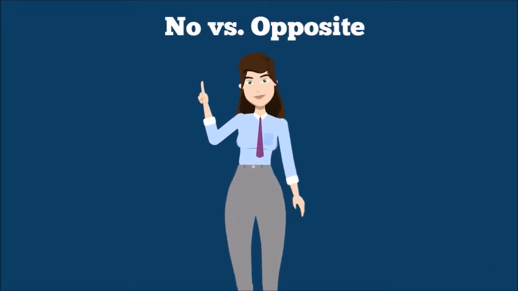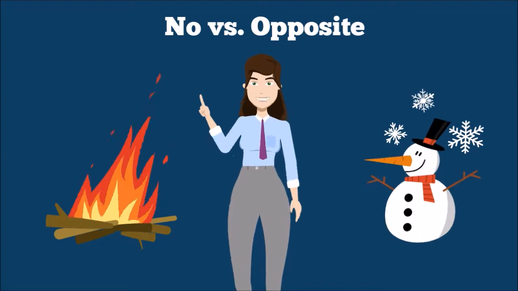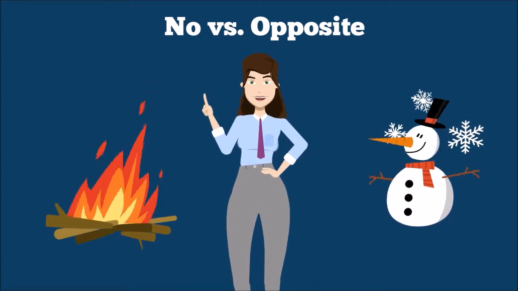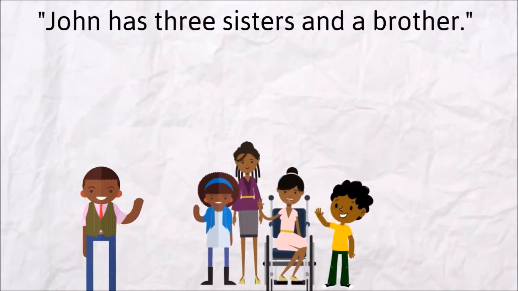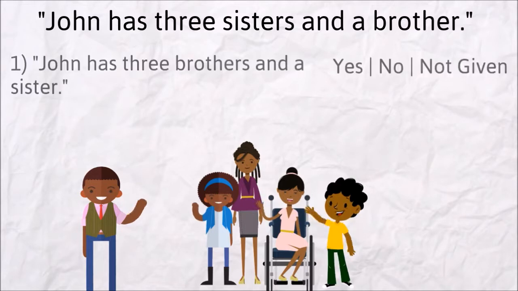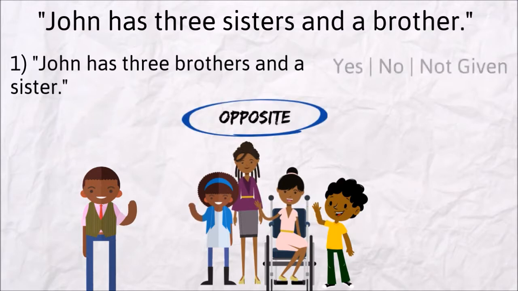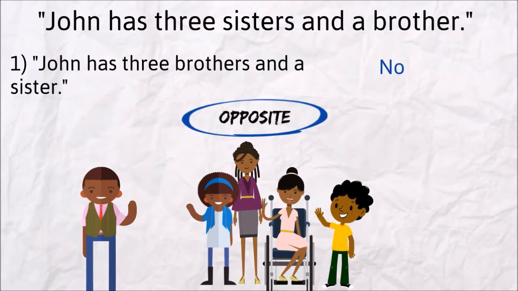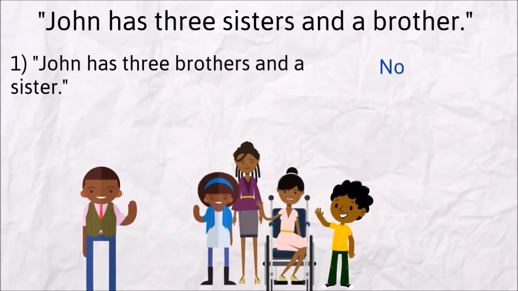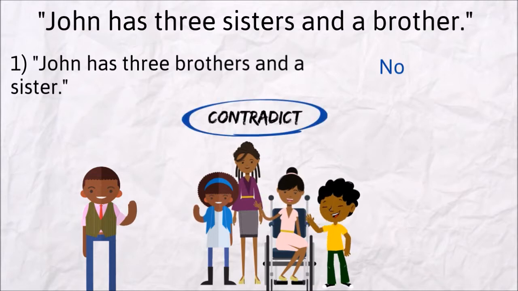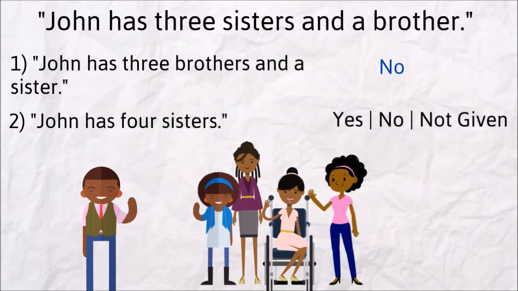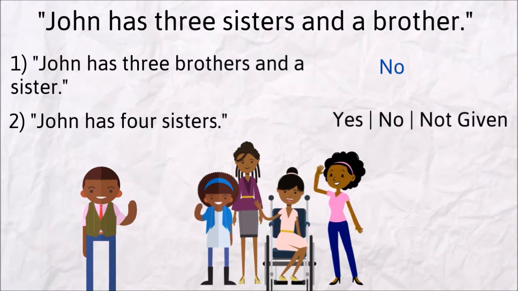Another thing to watch out for is no versus opposite. This sometimes confuses test takers. Let's look at the following IELTS reading text. John has 3 sisters and a brother. If the test question said John has 3 brothers and a sister, this is the opposite of the reading text, and the answer is no. However, the test question does not need to be the opposite of the text to have a no answer. It just needs to contradict it. If the test question said John has 4 sisters, then this is also no, even though it is not the opposite of the text.